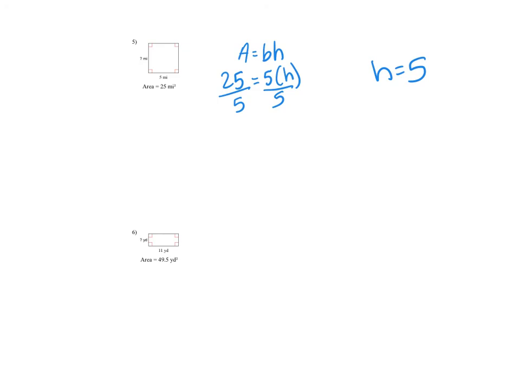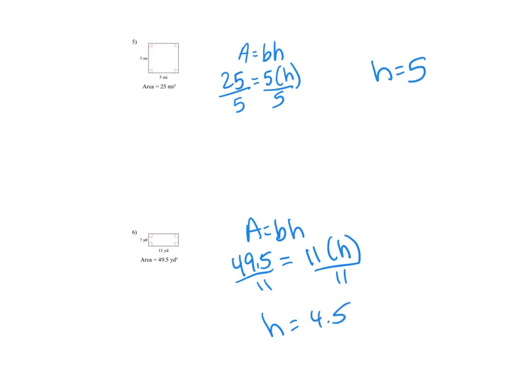Same with this one down here. We have the area equals base times height. We know the area is 49.5 equals 11 times the height. Divide by 11. And we get that the height is 4.5.